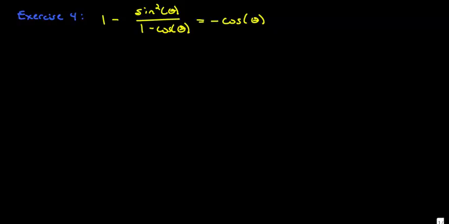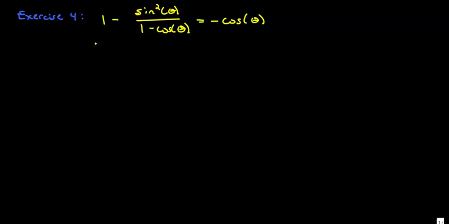So for this one, there's a couple options that we can do. What I'm going to start with is I'm going to get a common denominator. So this guy over here needs a 1 minus cosine on the bottom. Actually, yeah, let's do it that way.